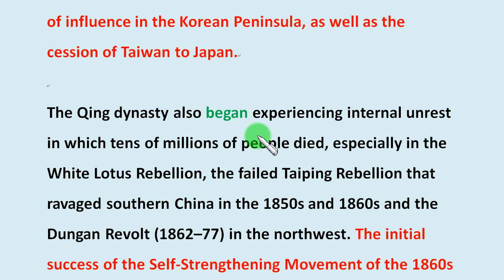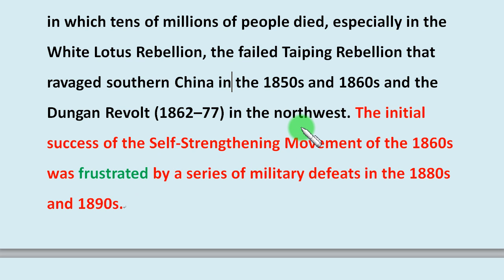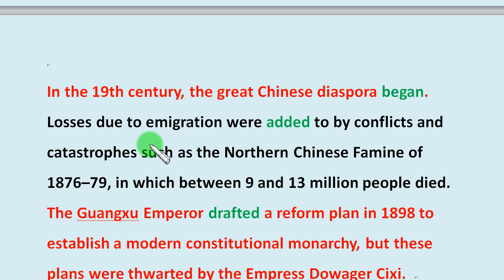The Qing dynasty also began experiencing internal unrest in which tens of millions of people died, especially in the White Lotus Rebellion, the failed Taiping Rebellion that ravaged southern China in the 1850s and 1860s, and the Dungan Revolt in the northwest. The initial success of the Self-Strengthening Movement of the 1860s was frustrated by serious military defeats in the 1880s and 1890s. In the 19th century, the great Chinese diaspora began.